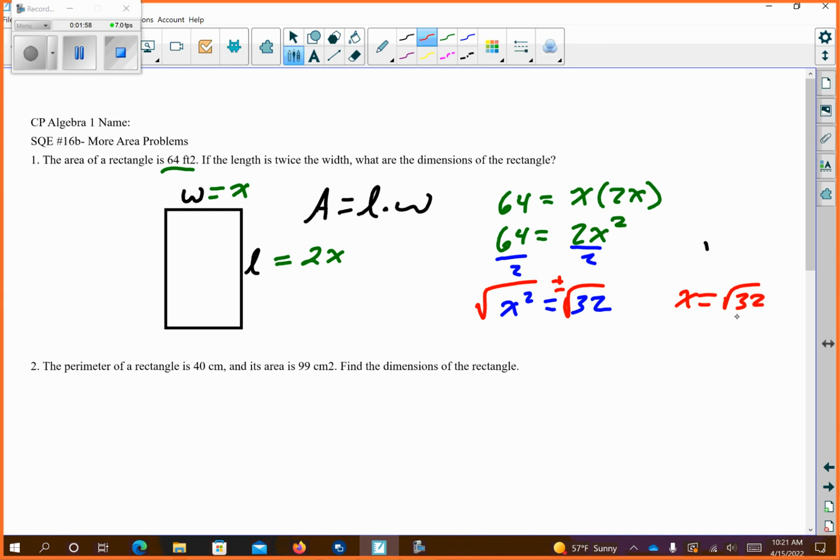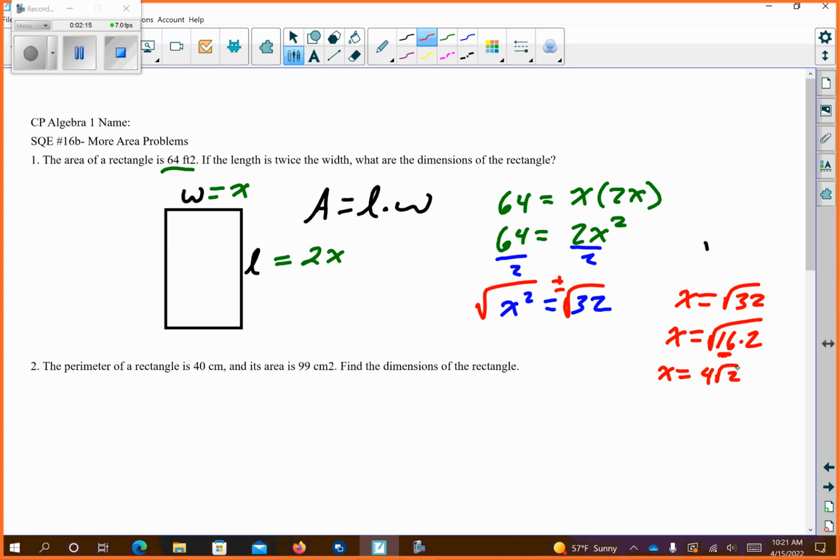So then I could say, well, we could break that down. 32 is the same thing as 16 times 2. I'm using 16 times 2 and not 4 and 8. 16 is the biggest perfect square. So what's the square root of 16? 4. So I get 4 square root 2.